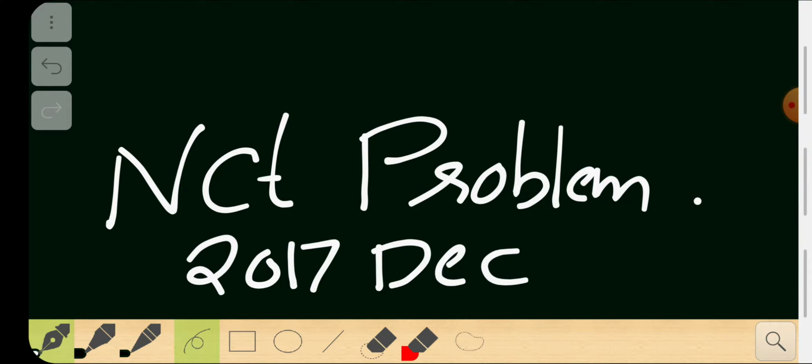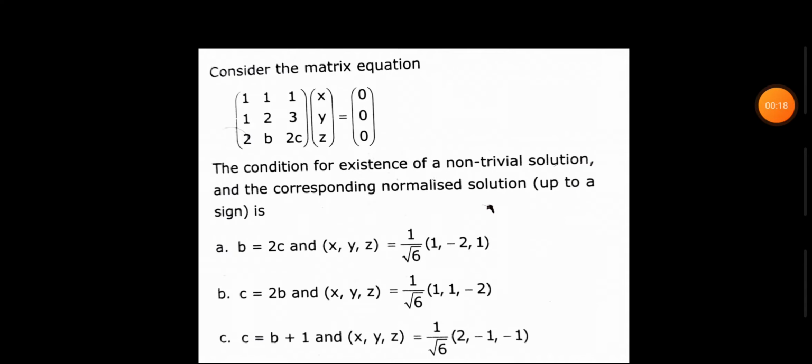So now this is the first problem I'm going to do. This problem was asked in the NET exam, December 2017. So the problem is like this. As you can see, this was asked in the 2017 December NET exam.